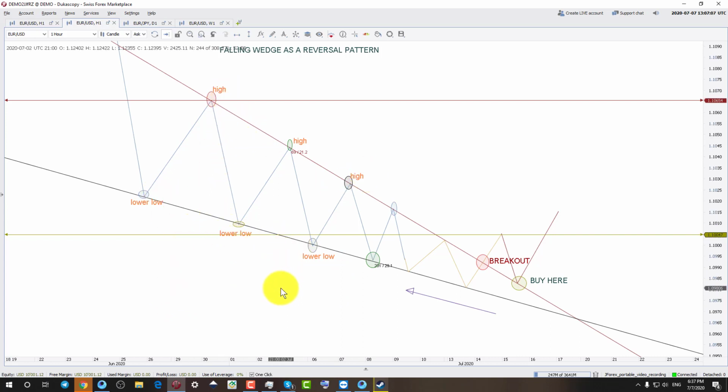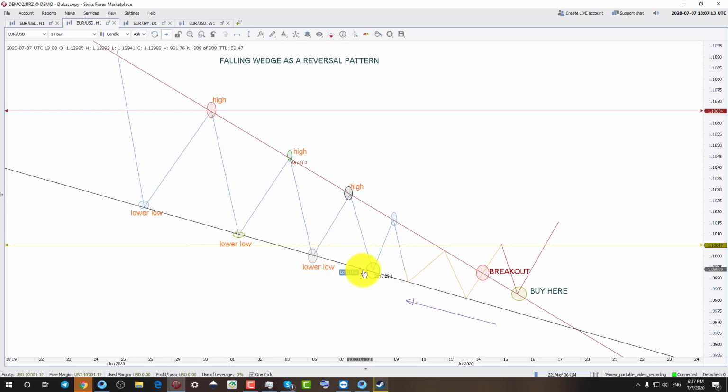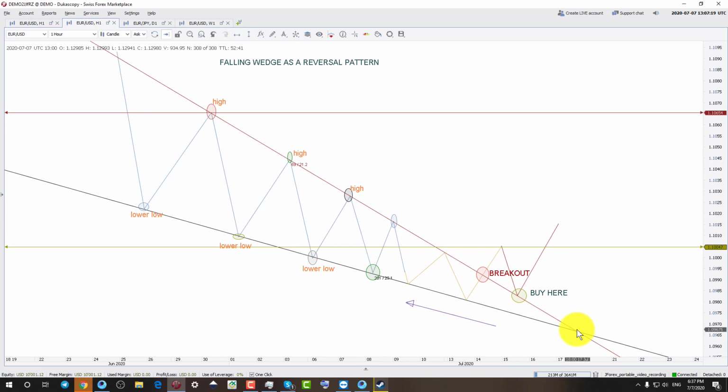Now there is some peculiar thing in these lower highs and lower lows, that they are contracting, they are going towards each other, and eventually at a place here they actually meet each other. Now this is taking a shape of a cone. So a wedge is also known as a cone. Okay, so this is essentially a falling wedge. This is what we are studying as a reversal pattern.